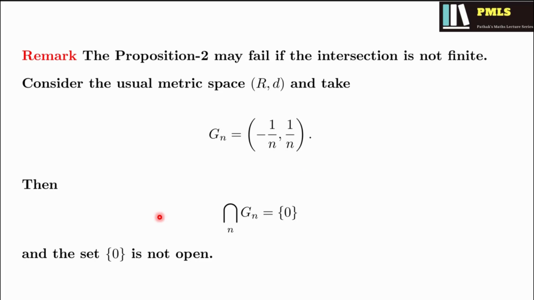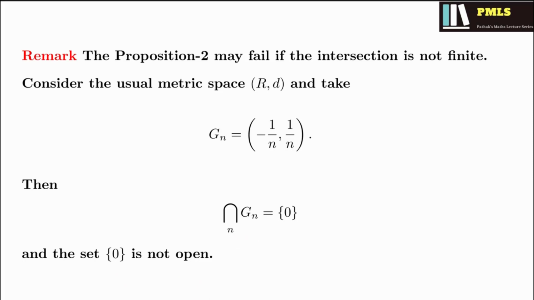And if we take the intersection of all those Gn, then since 1 by n and -1 by n both tend to 0 when n tends to infinity, this intersection is nothing but the singleton containing 0. But in the metric space R, which is the usual metric space, we know that singletons are not open. So the singleton 0 is not open. So we have taken infinitely many open sets, because you know open intervals are open sets in R. And we have found that the intersection of those infinitely many open sets is not an open set.